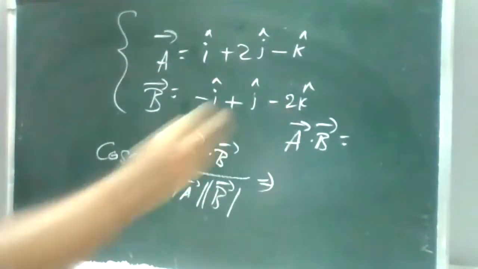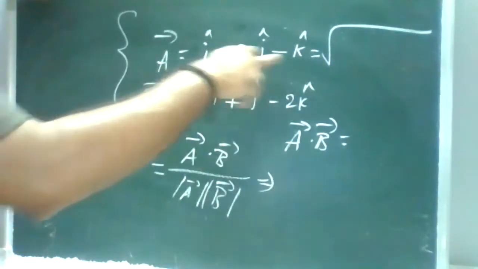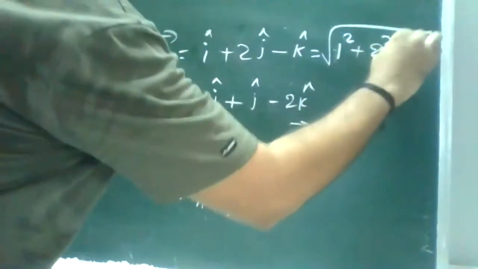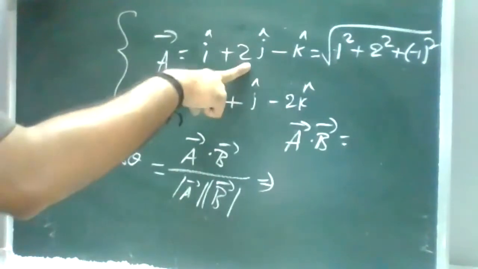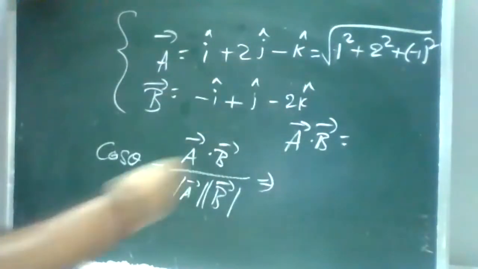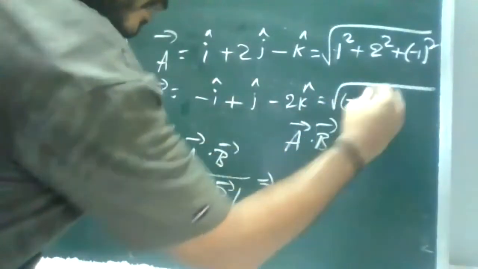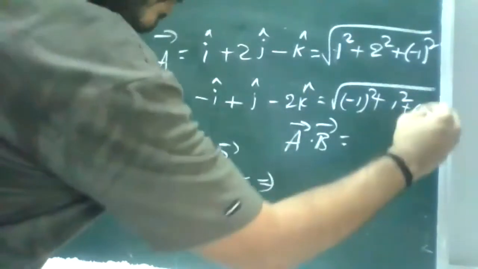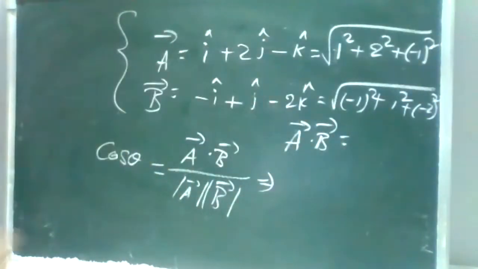To find its magnitude, it is nothing but square root of 1 square plus 2 square plus minus 1 whole square. That is ax square plus ay square plus az square. Here also for the b vector, it is minus 1 square plus 1 square plus minus 2 whole square. So find the magnitudes, and from this relation find cos theta.